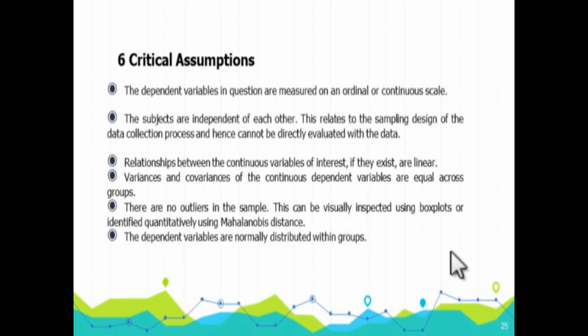Next, relationships between the continuous variables of interest, if they exist, are linear. This can be visually inspected by plotting every pair of the variables with a scatter plot. Next one, variances and covariances of the continuous dependent variables are equal across groups. Another, there are no outliers in the sample. This can be visually inspected using box plots or identified quantitatively using Mahalanobis distance.